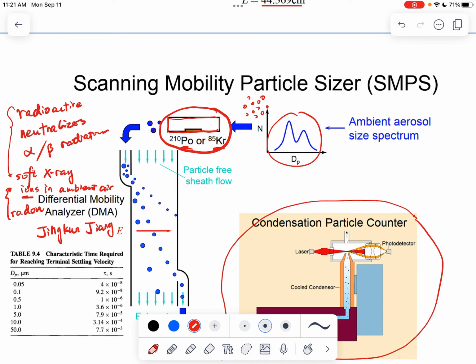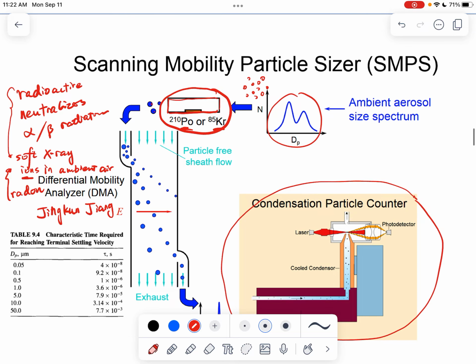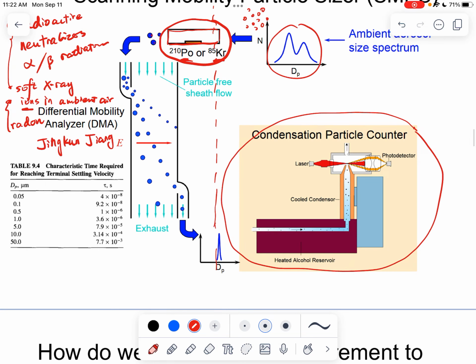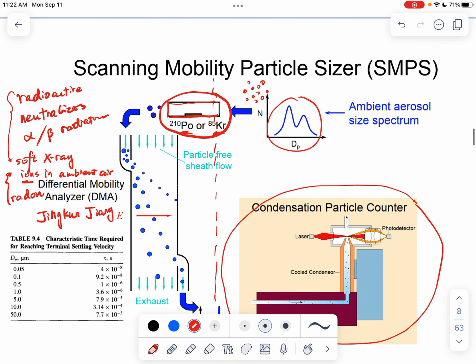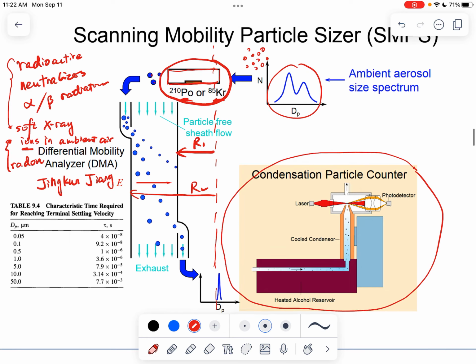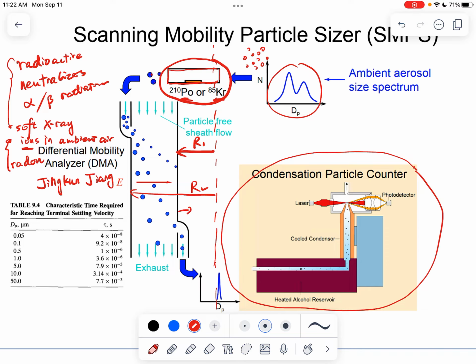Okay, so now let's get back to the most common way to charge the aerosols. Let's say that we just use polonium or krypton sources here, so they can charge the aerosols into a known condition. After they're introduced into the DMA, and here I'm just drawing half of the DMA, this is the center of the DMA. This is the inner electrode. Let's assume it has a radius of R1, and the outer electrode has a radius of R2.